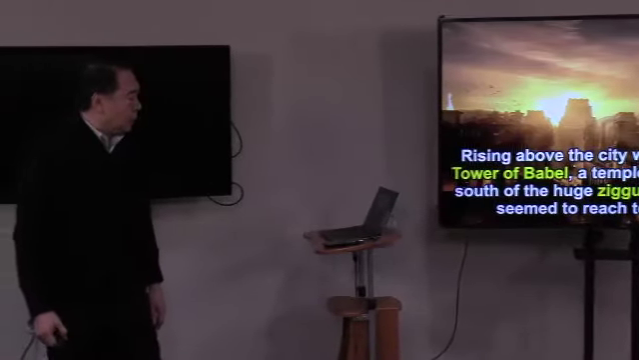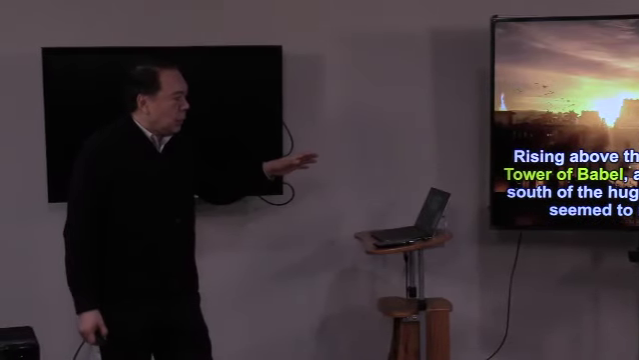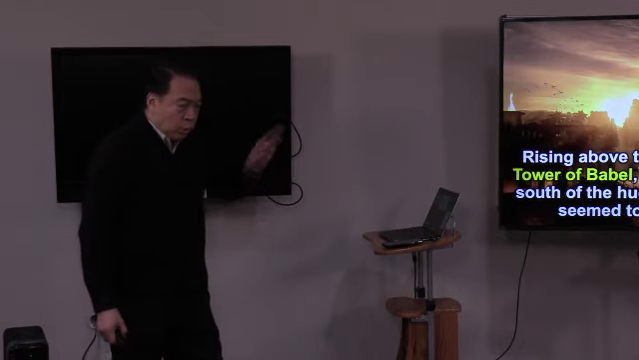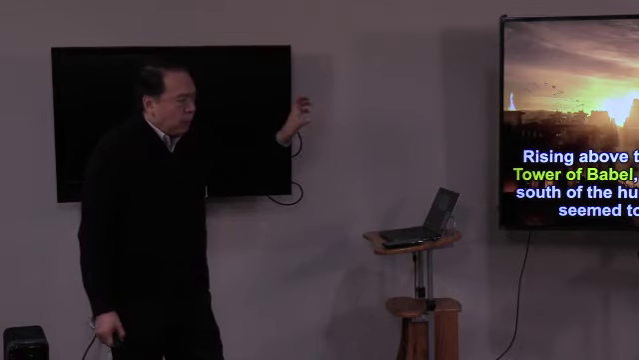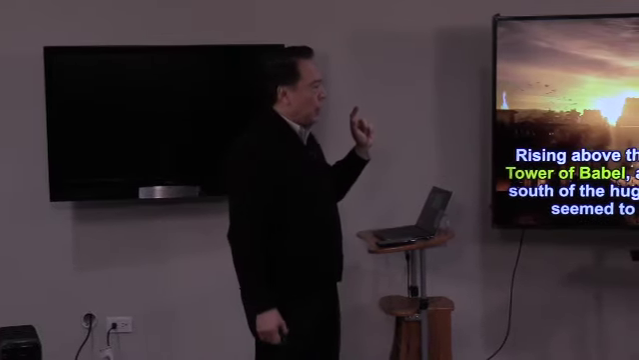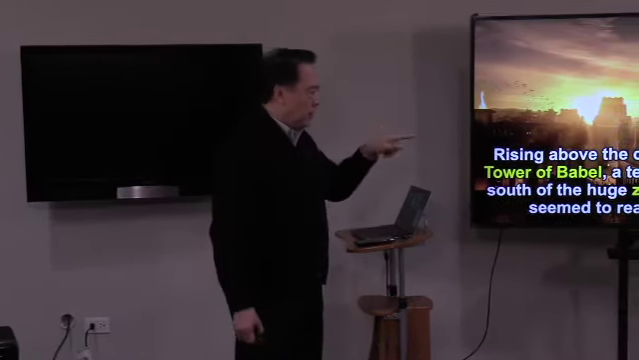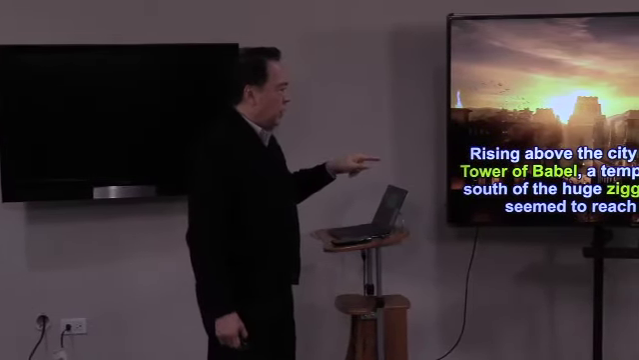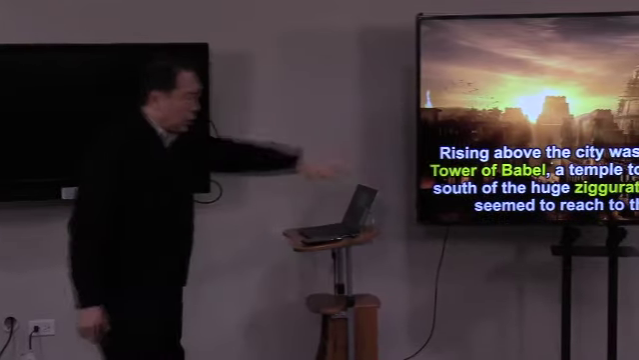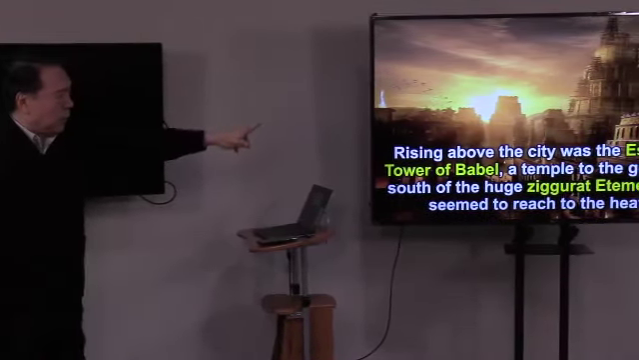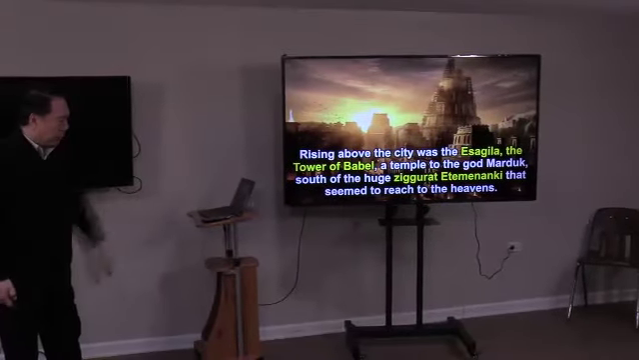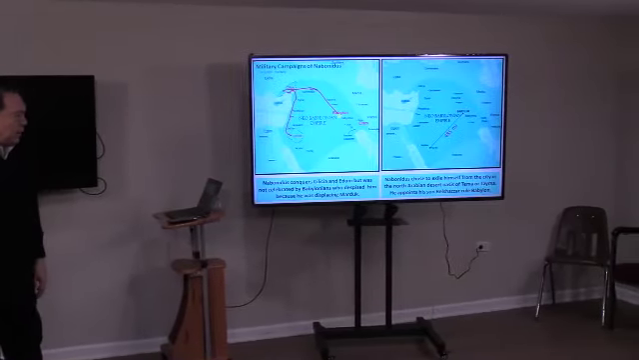Okay? This is the Esagila, the Tower of Babel, a temple to the god Marduk. That's where Nebuchadnezzar brought all the temple vessels from Jerusalem. And in the same token, this is where Marduk is being worshipped. It is south of the Etemenanki ziggurat that seemed to reach to the heavens. Okay, that's if you go to Babylon before. And that's why you have the Tower of Babel. They're saying that was a replica of the Tower of Babel.